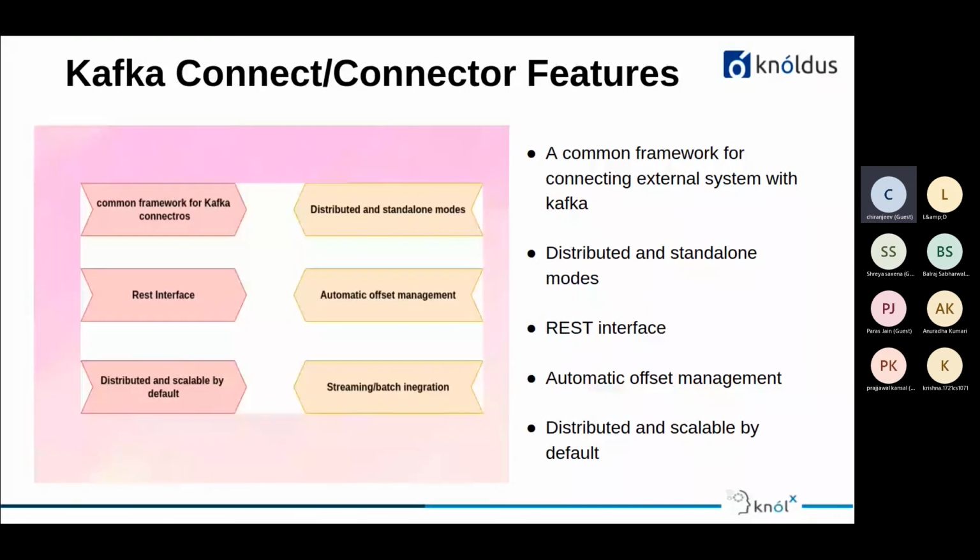And as we can see, the next one is REST interface. It means we can manage the connector by using the REST APIs. And the next one is automatic offset management. It means that Kafka Connect helps us to handle the offset commit process, which saves us the trouble of implementing the error-prone part of connector development manually.